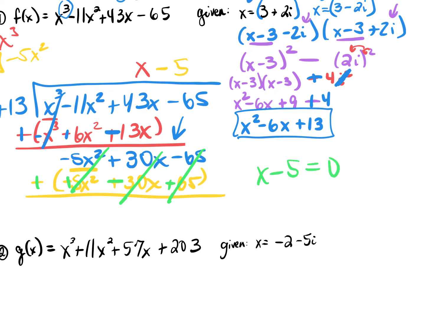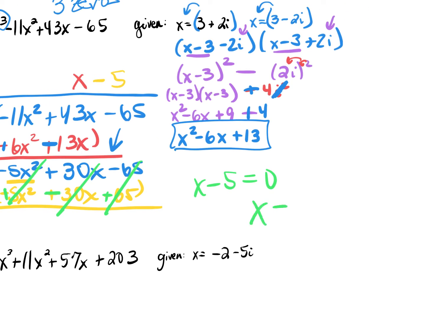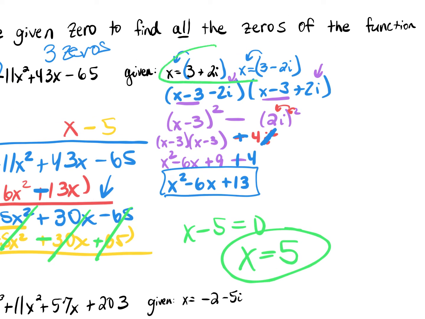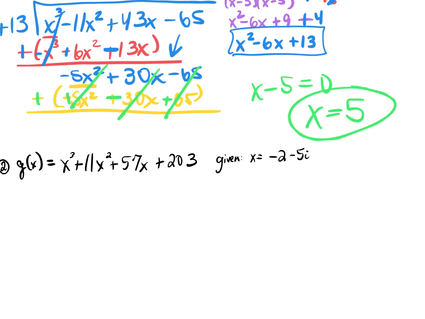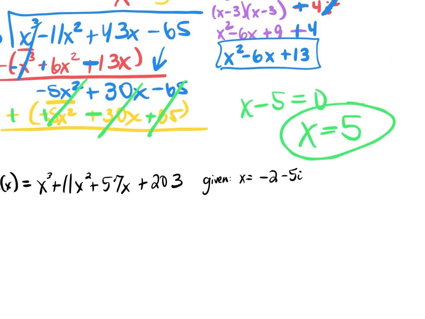Set that equal to 0. So your other x value is x equals 5. I have one real and two complex. So let's go ahead and do this last one. All right, this one's a little different.